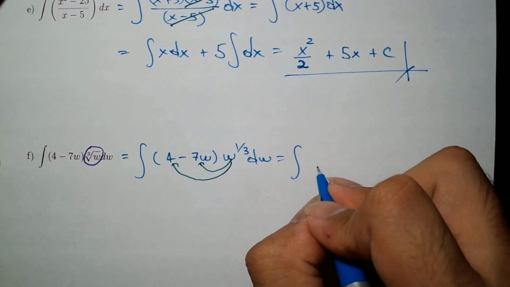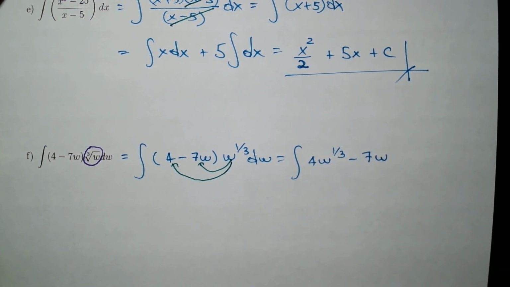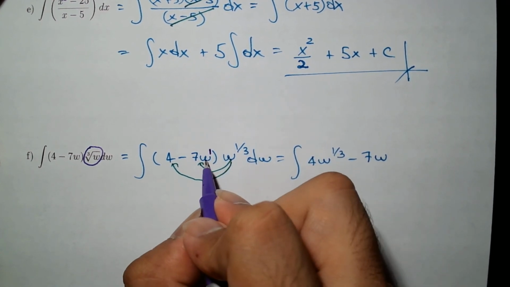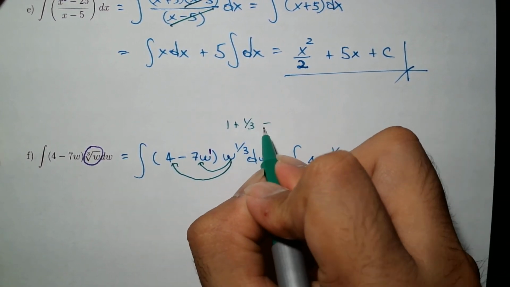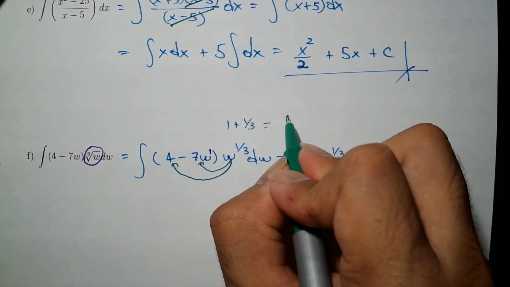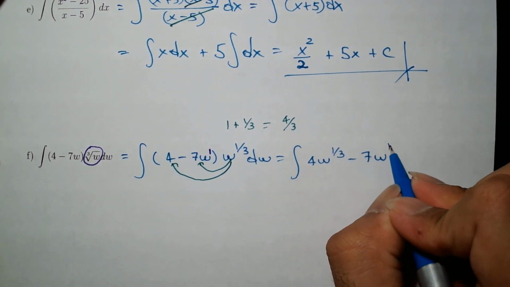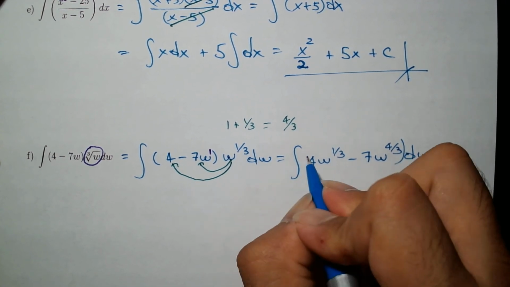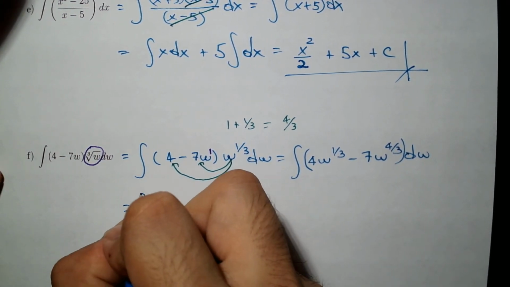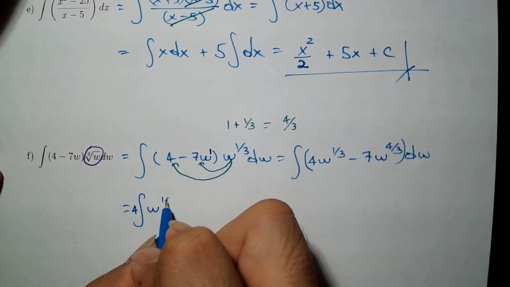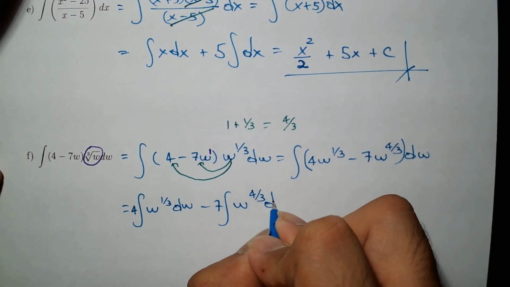So we are going to have the integral of 4w to the 1/3 minus 7 times w. Keep in mind over here that there is an invisible 1, and when we multiply the same variable, what do we do with the exponents? We add the exponents, that is 1 plus 1/3. That is going to be 1 times 3, which is 3, plus 1 equals 4/3. So we're going to get 7w to the 4/3 dw for the whole thing. Alright, so let's write this into separate integrals. That is 4 times the integral of w to the 1/3 dw minus 7 times the integral of w to the 4/3 dw.